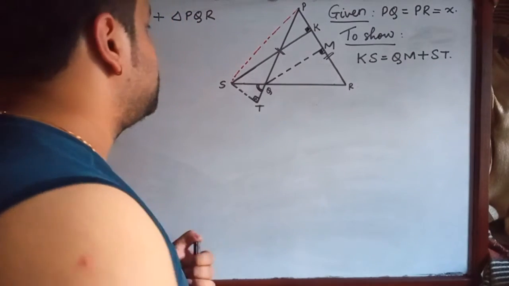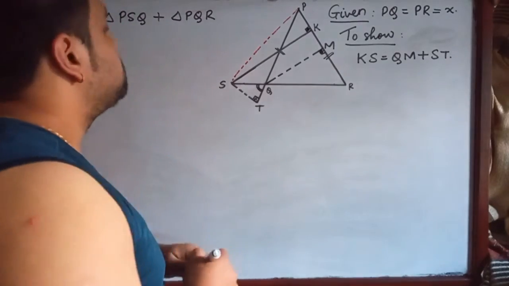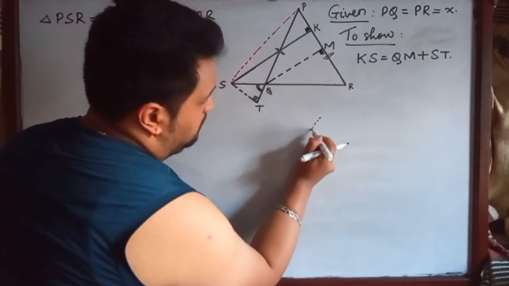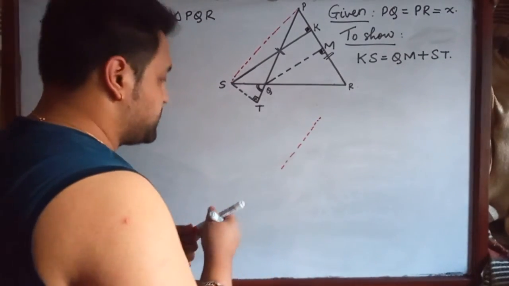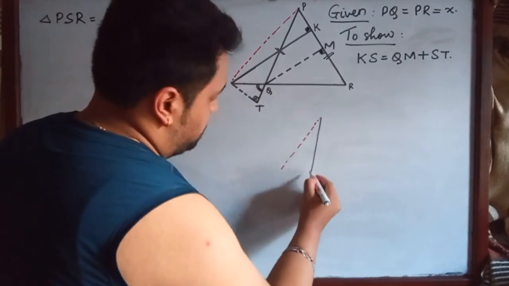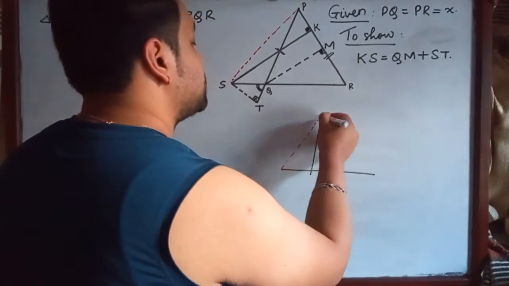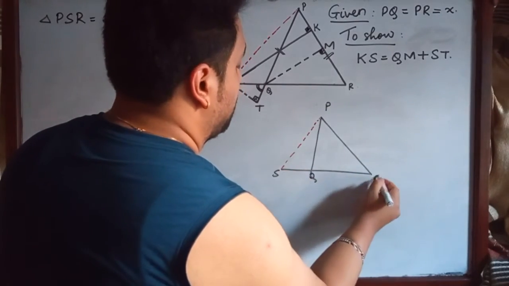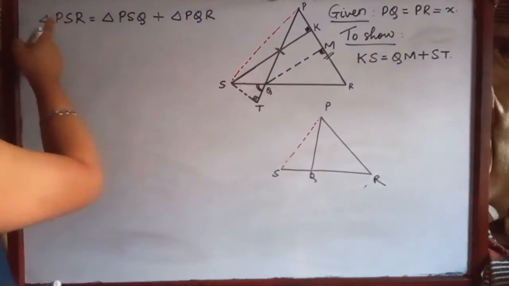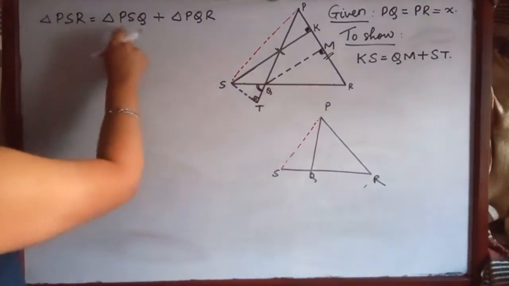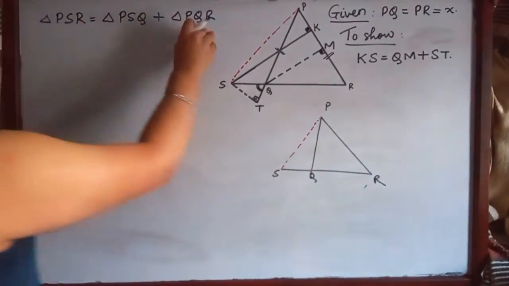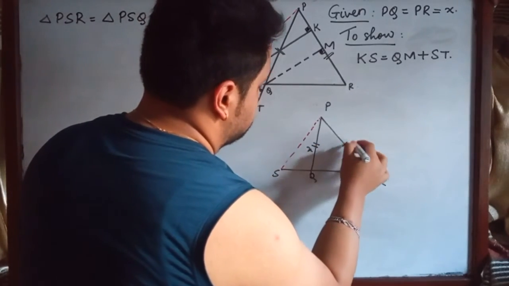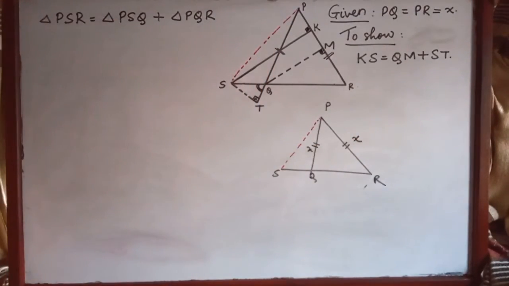Then, let's see. This is PS. What we have done so far is this is PS, something like this. P, S, Q, R. This triangle is equal to this triangle plus this triangle. That's what we've done so far. And this is X, this is X. Now let's see.